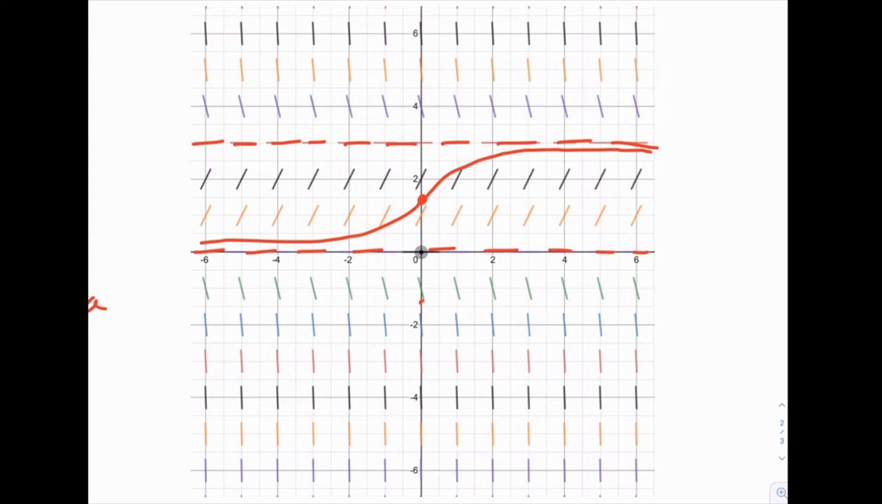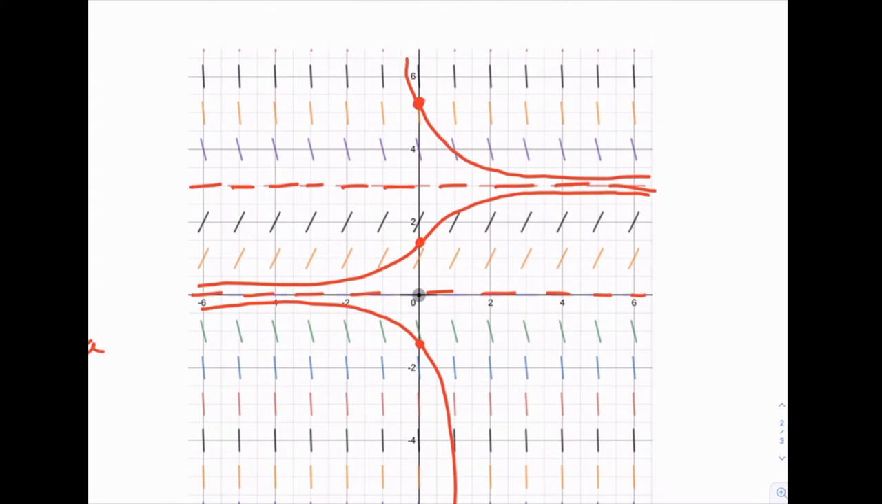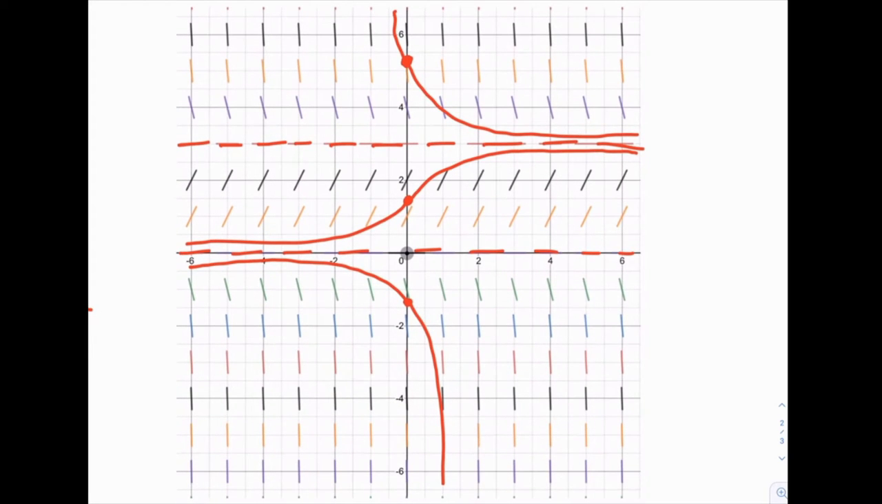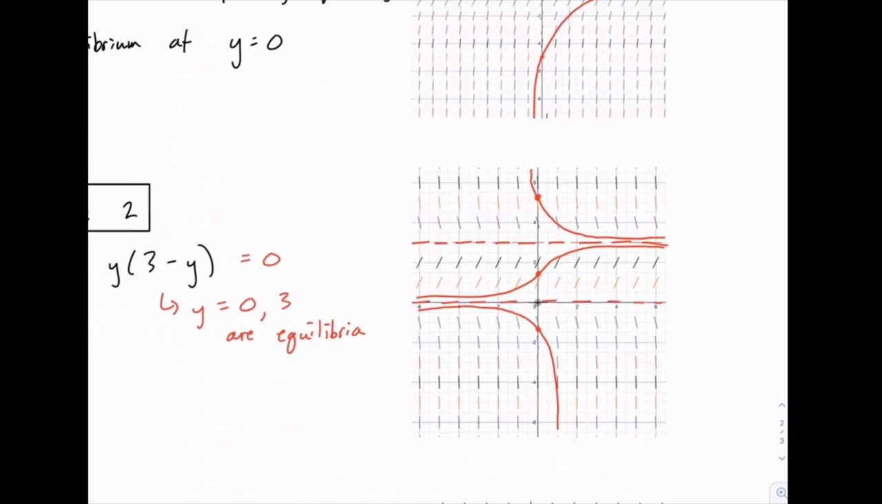If we start below the lower equilibrium, our solution would look something like this. And if we started above the top equilibrium, our solution would look something like this. So not only can we pick out the equilibrium solutions, but we can tell where the solution would be increasing and decreasing. And to do that, we could also work just from the equation itself without a picture. Let me show you what I mean.